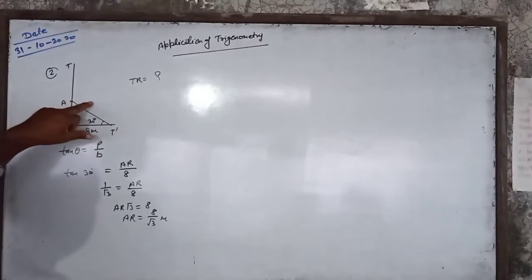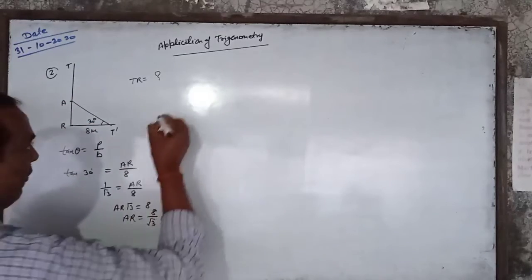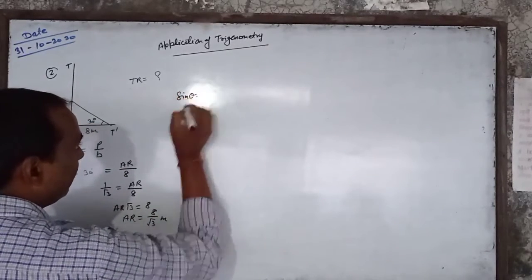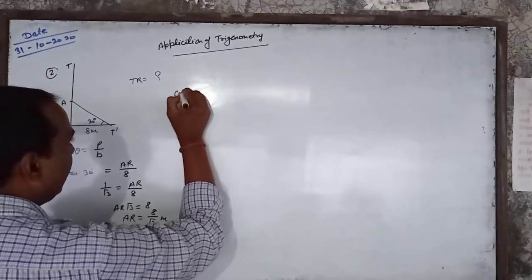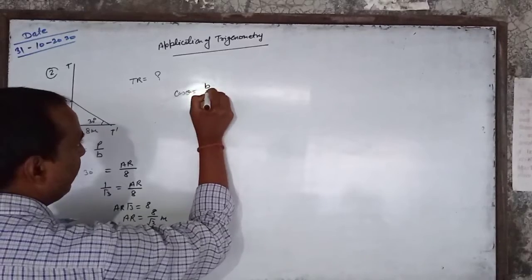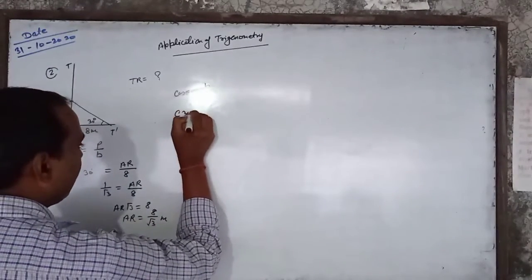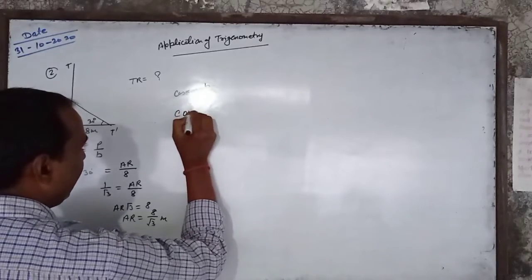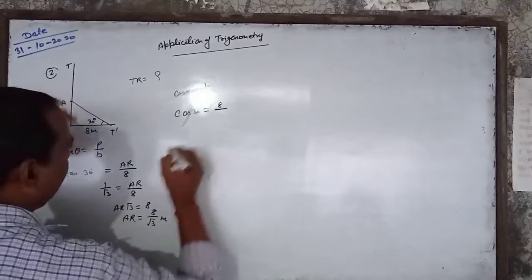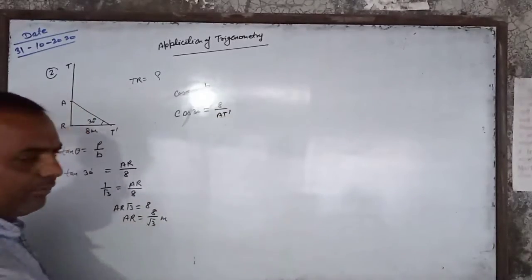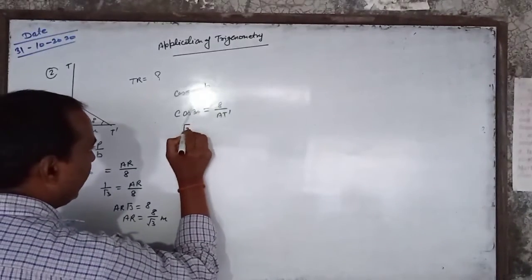Again, to find AT dash, it is the hypotenuse of the triangle. So, we can use here sin theta equals perpendicular by hypotenuse, or directly cos theta equals base by hypotenuse. Here theta is 30, it means cos 30 equals base 8 meter and the hypotenuse is AT dash. Here the value of cos 30 equals root 3 by 2.